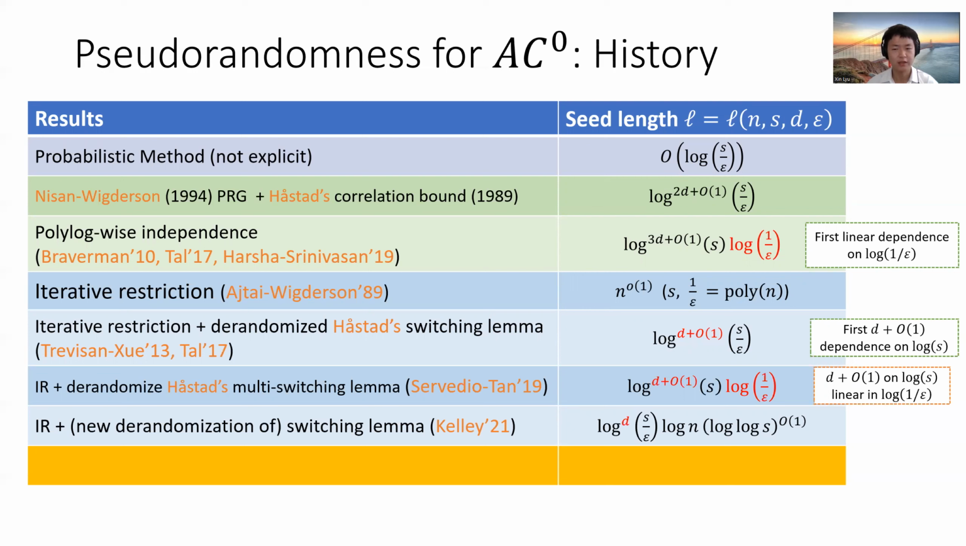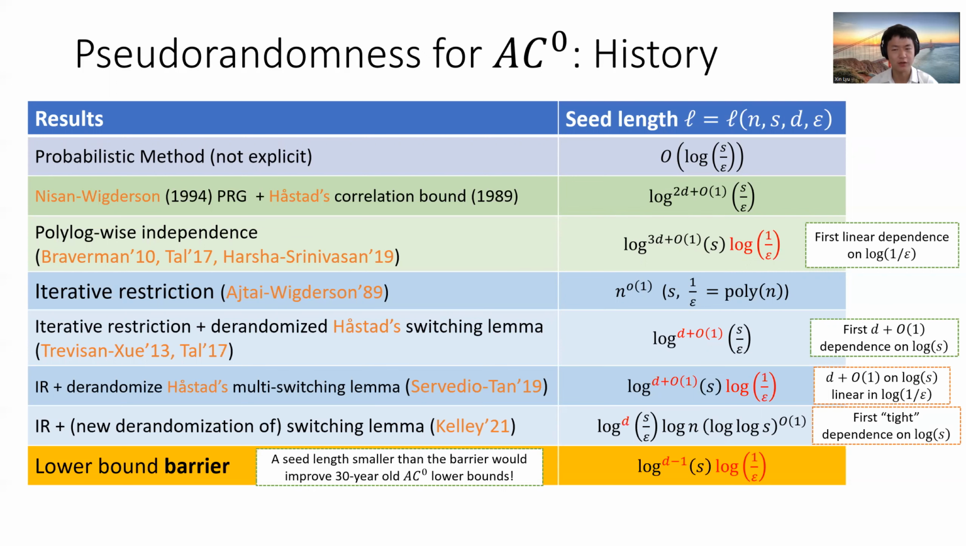d times log n times log S to a constant. The exponent on log S is exactly d. This is indeed remarkable because there is no lower bound barrier. People have observed that a PRG for AC0 with seed length smaller than log S to d minus 1 times log 1 over epsilon would imply a new AC0 lower bound that improves Håstad's lower bounds. This would be a breakthrough result in complexity theory because Håstad's lower bound has been the state of the art for more than 30 years.